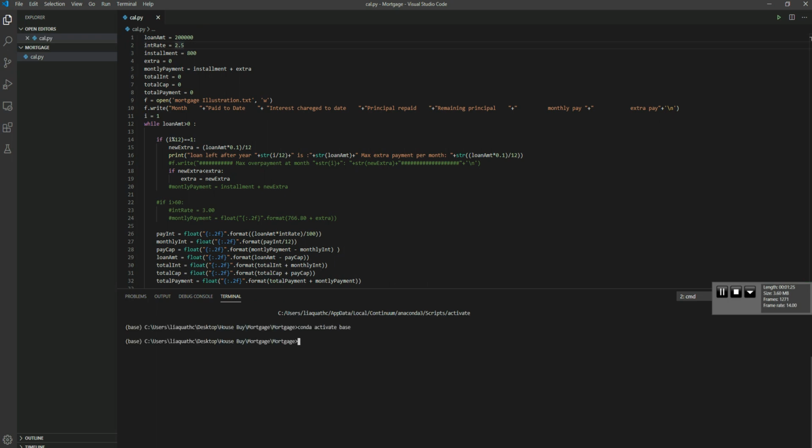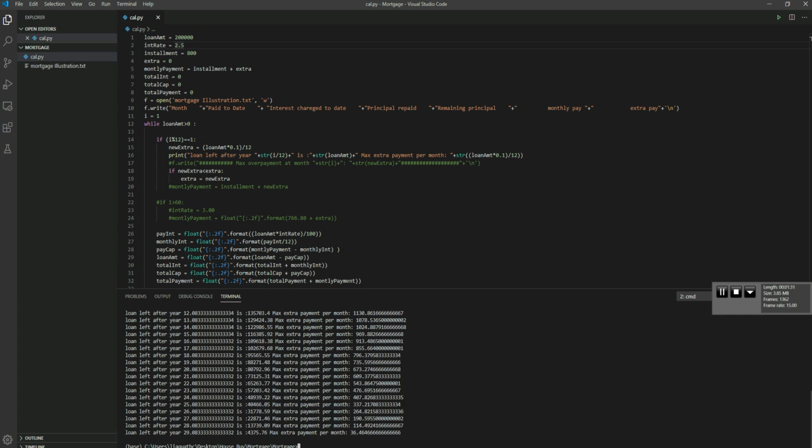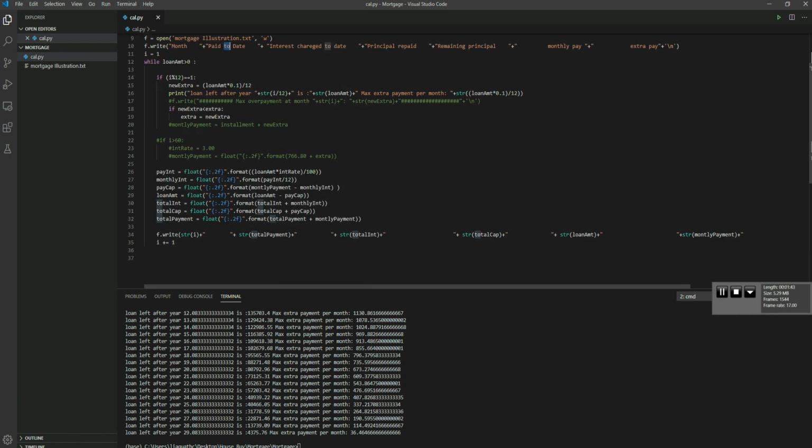So let me just run. As you can see, I have also created a text file just to print those things, how many months we are doing, pay date and all those things. Also printing some of the information here. So we can see that it took around 30 years.